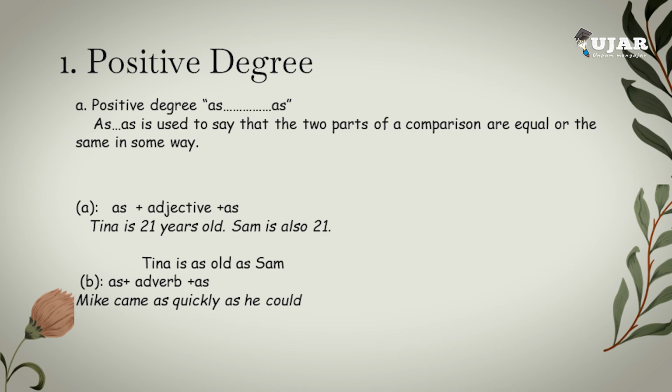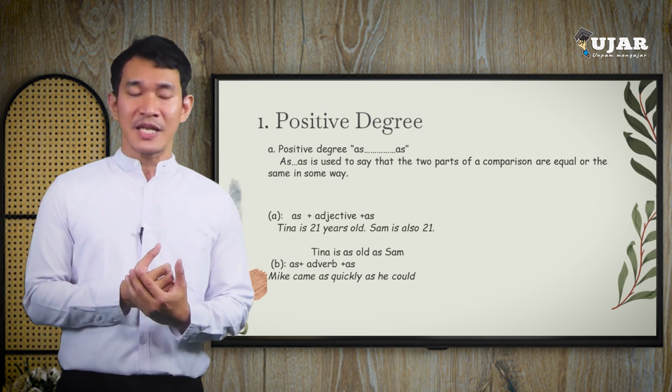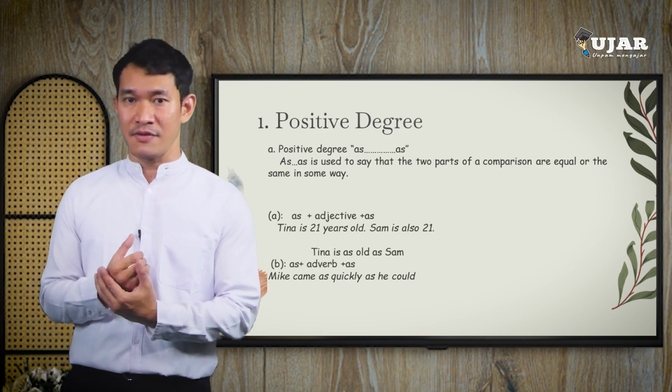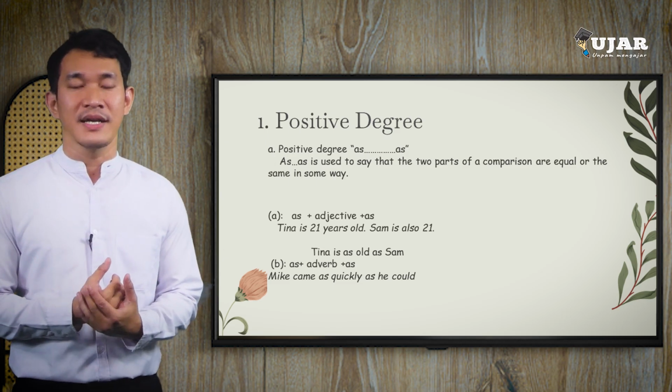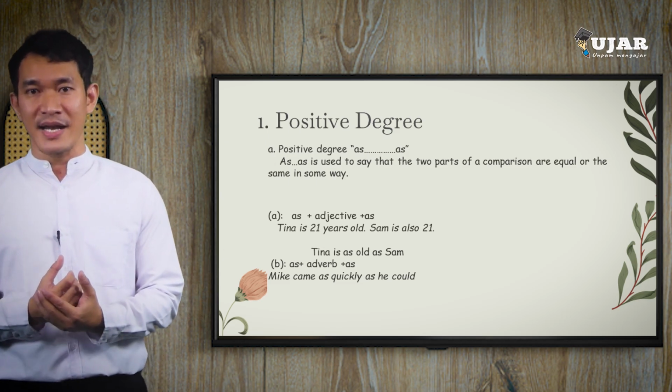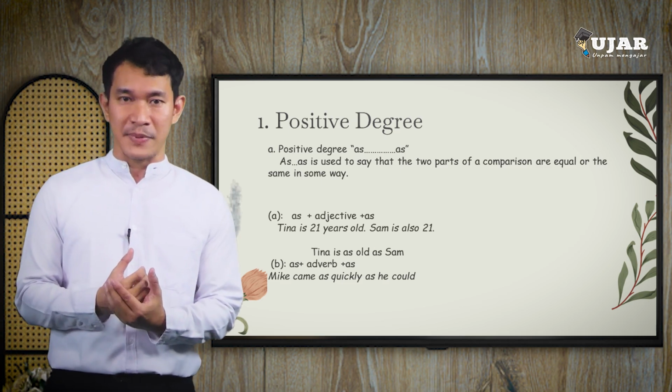In B, as plus adverb plus as. Mike came as quickly as he could. The other examples of positive degree sentences for adjectives: your words are always as sweet as sugar. This result is as bad as yesterday. Samson is as strong as an elephant.